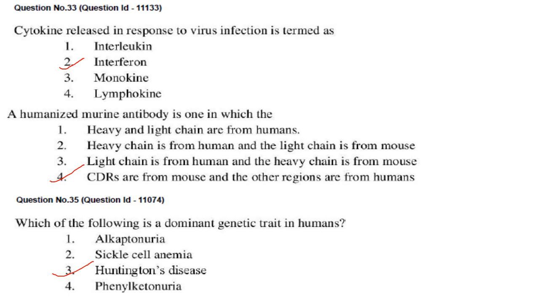Then next one. Which of the following is a dominant genetic trait in humans? So alkaptonuria is autosomal recessive. Sickle cell anemia is also autosomal recessive. Huntington disease is autosomal dominant. And phenylketonuria is autosomal recessive. So the answer here is option 3.